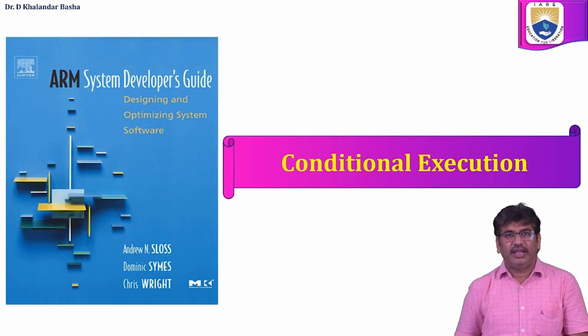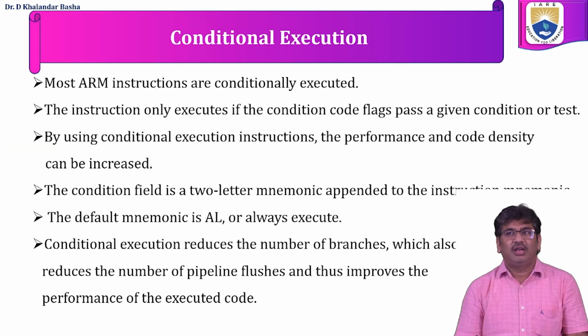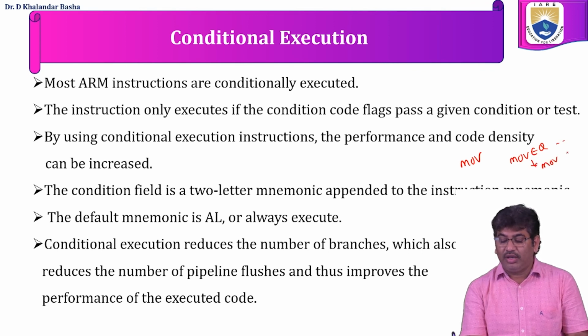The next category is conditional execution. Most ARM instructions are conditionally executed. The condition is optional. The instruction only executes if the condition code flags pass a given condition or test. By using conditional execution instructions, the performance and code density can be increased. The condition field is a two-letter mnemonic appended to the instruction mnemonic. Suppose I have a move instruction, for equality we can write MOVEQ R0, R1. If I take these as Rn and Rm, the move instruction will take place if Rn is equal to Rm.